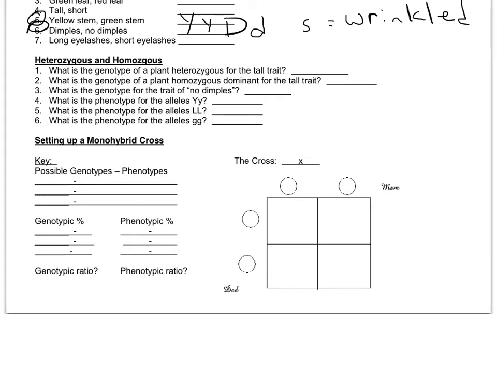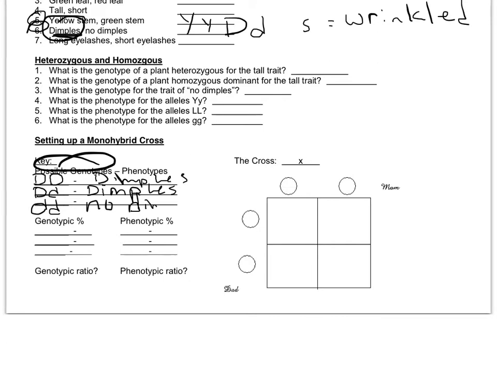And we're going to list the possible genotypes here on the key. Possible genotypes are the combinations of alleles that this individual could have. So capital D, capital D would code for the phenotype of dimples. Capital D, lowercase d, would code for the characteristic of dimples as well, simply because dimples is the dominant characteristic. And the last one, lowercase d, lowercase d, is an individual that has no dimples.